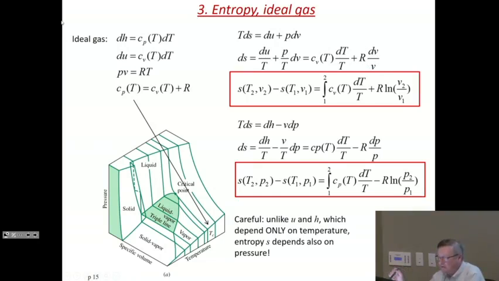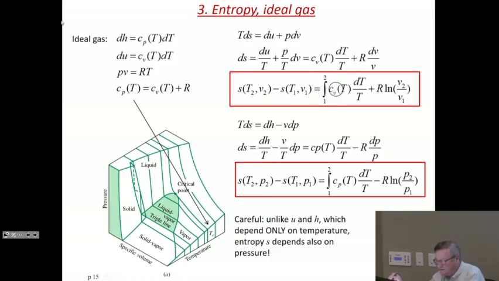Okay, now we integrate this between states 1 and 2. S is an equation of state. Note this is an exact differential. So that means that S in state 2, characterized by temperature 2 and specific volume 2, two parameters to characterize your state, minus the entropy at T1 V1 is the integral of this.